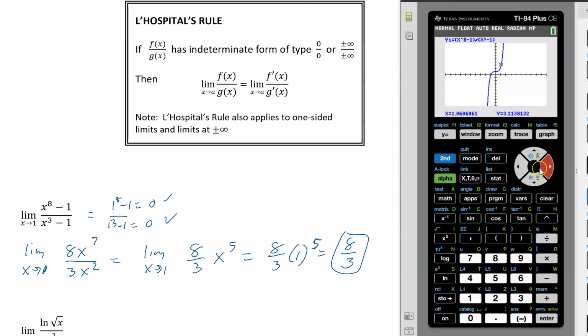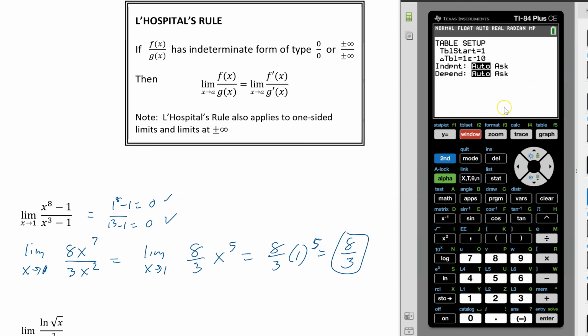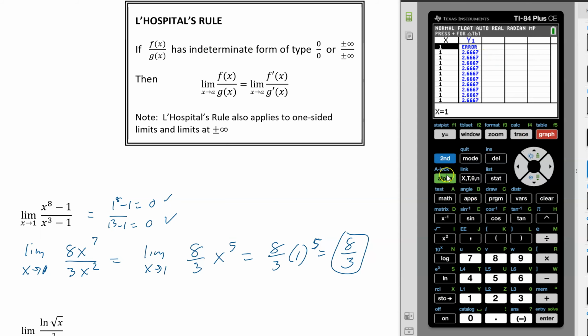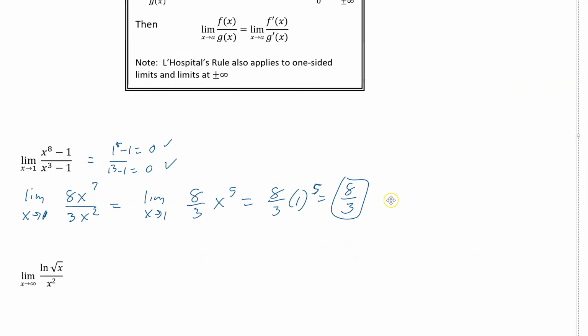Not as nice, right? So you can see it's around 8/3, but if we go to our table set, plug in 1, and we get really, really close to that 1, like this. See, really close. Then we can actually see what it's approaching, and you can see that's 8/3, 2.6667. All right, let's try another one.